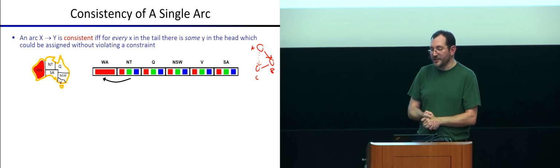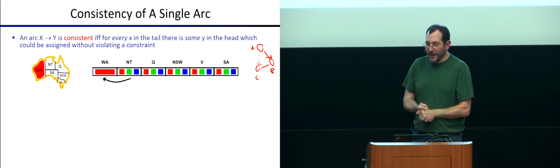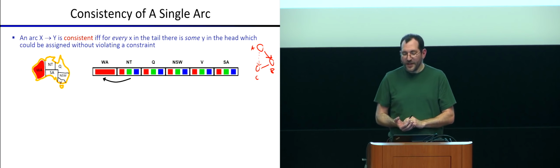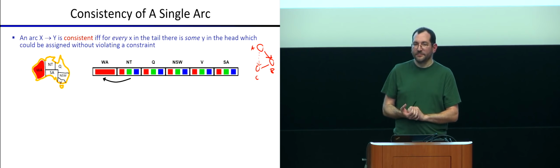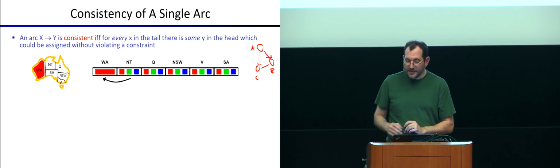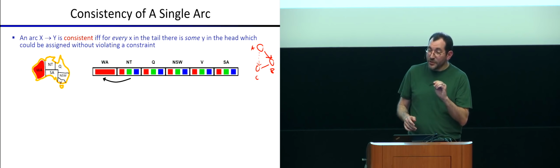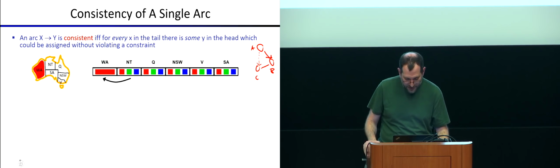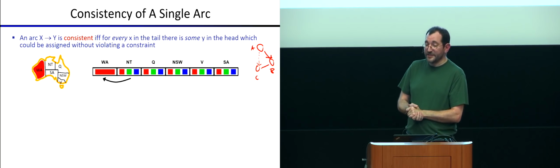So we say, well, if I assigned you blue, would it be okay? Yeah, that'd be okay. If I assigned you green, would it be okay? Yeah, that'd be okay. What if I assigned you red to NT? Not okay. So red is something in the tail for which there is no assignment in the head which doesn't cause a constraint violation. Okay. So this arc is not consistent.